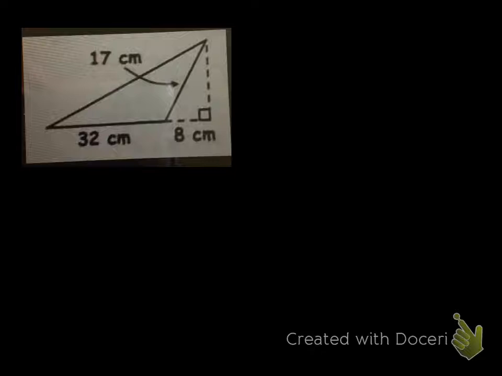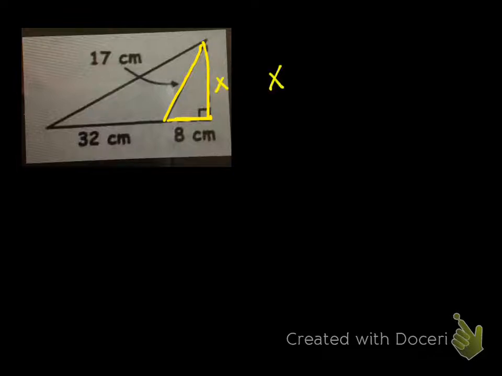Alright, so here we go, triangle again. Remember, to find the area of the triangle, we need the base. Base is 32, and we need the height. We don't know the height. The height is going to be x. Okay, so it's giving us information. We're going to use this side of the triangle, this distance here, to find x by using the Pythagorean theorem.